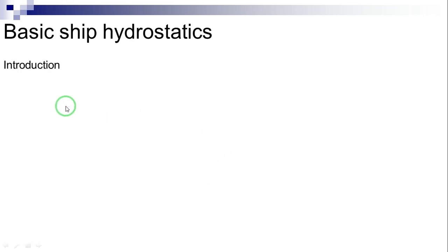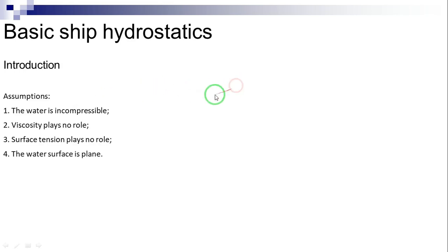Basic ship hydrostatics. To develop the basic concepts of ship stability, it is assumed that: 1. The water is incompressible. 2. Viscosity plays no role. 3. Surface tension plays no role. 4. The water surface is plane.